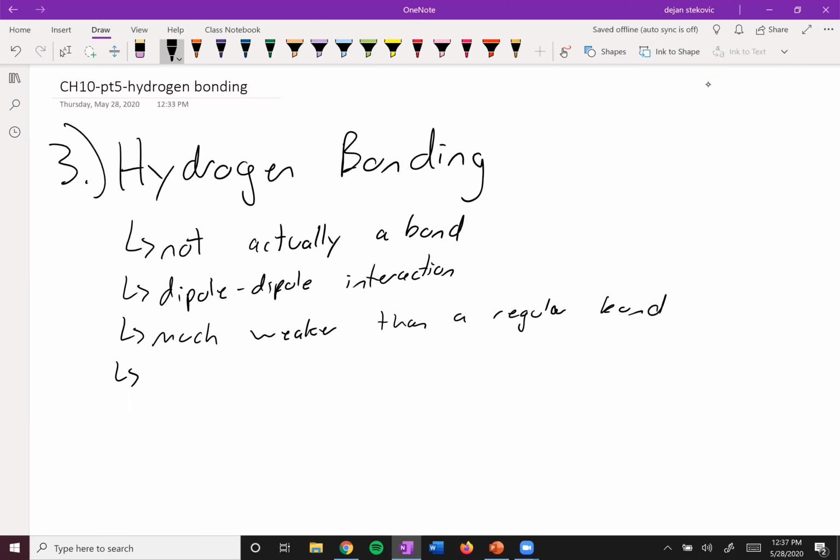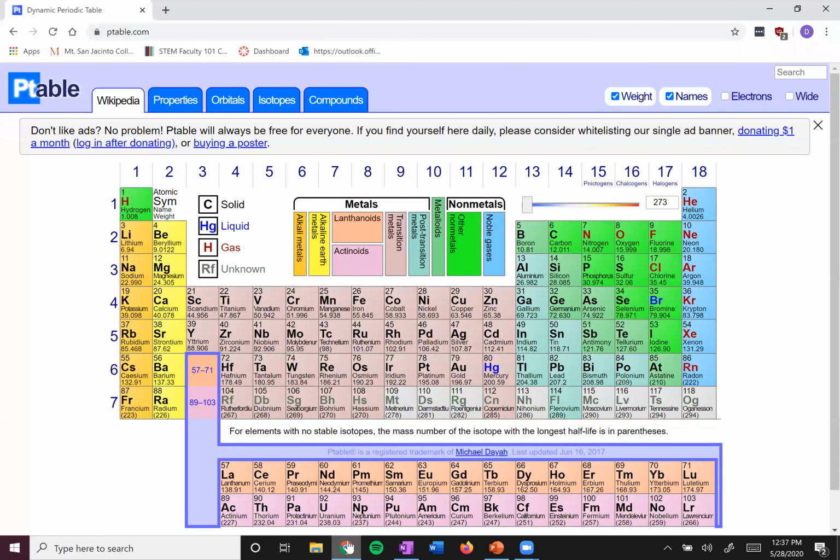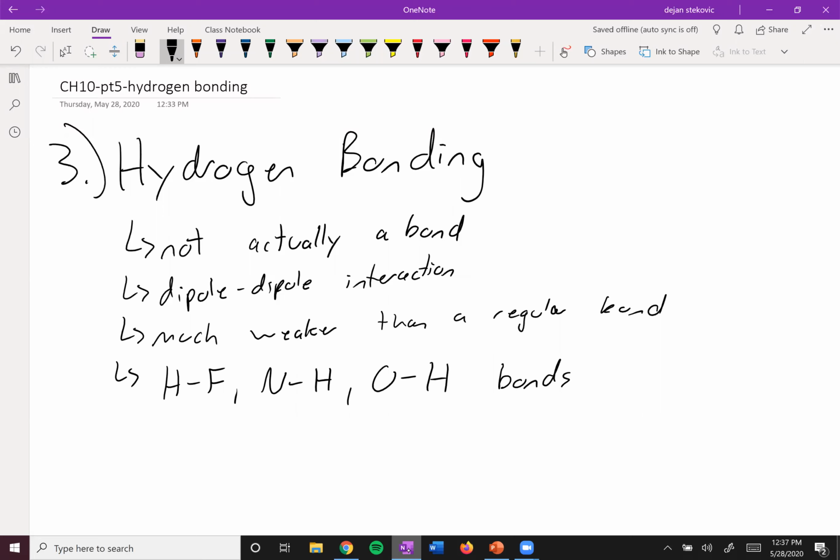And so what is it? Hydrogen bonding is a dipole-dipole interaction between HF-containing molecules, NH-containing molecules, or OH-containing molecules, right? If they contain one of these bonds, then the molecule can participate in hydrogen bonding. Why nitrogen, oxygen, and fluorine? Well, they're the most electronegative elements, and so they induce the biggest dipole. This is essentially an extreme version of a dipole-dipole interaction, right? So there's a large electronegativity difference here.